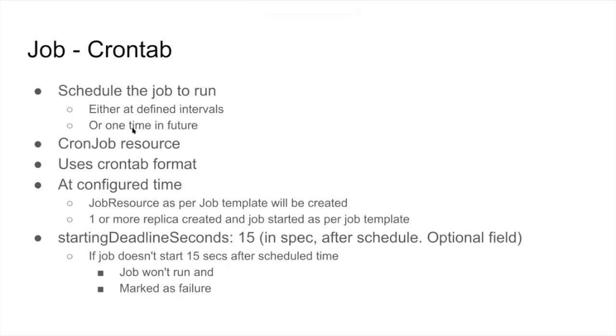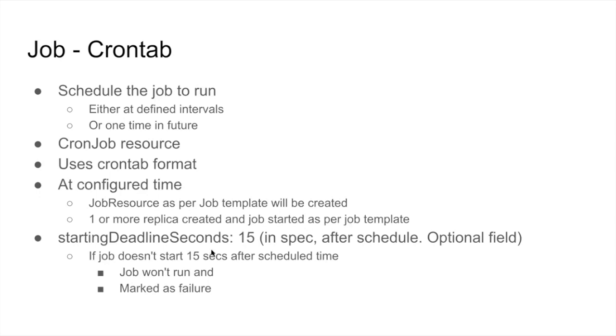And in the previous YAMLs, the resource type was job. Here the resource type will be cron job, and it uses the crontab format. So at the configured time, when Kubernetes is supposed to run that job, a job resource as per the job template will be created. One or more replicas are created and the job is started as per the job template.